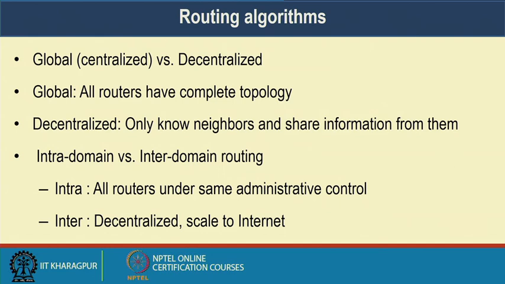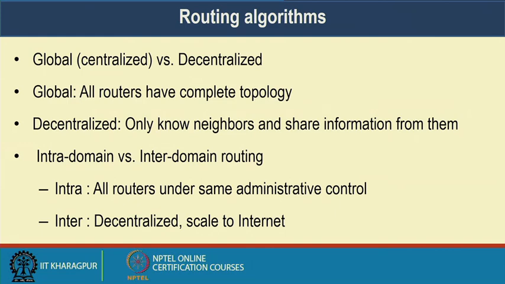So there can be global or some sort of centralized approach, taking the global consideration, or it can be decentralized, right. In global, all routers have the complete topology. So, if I have the whole topology of the whole global scenario, then I can make an optimized decision, right. But it may be possible over a small network, but it may not be possible on a large network.